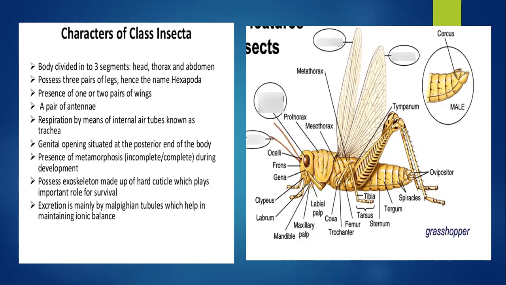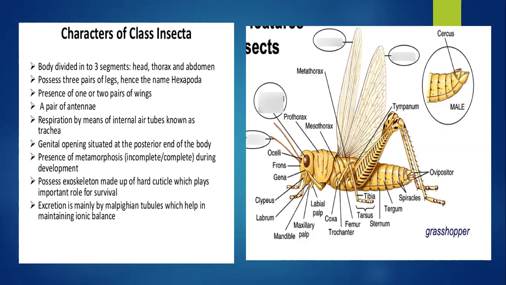Respiration takes place by the internal air tubes known as tracheae. Remember, the tracheal system is very well developed in insects, so that effective respiration takes place. That is why insects are very active, because of the effective tracheal system present in them.